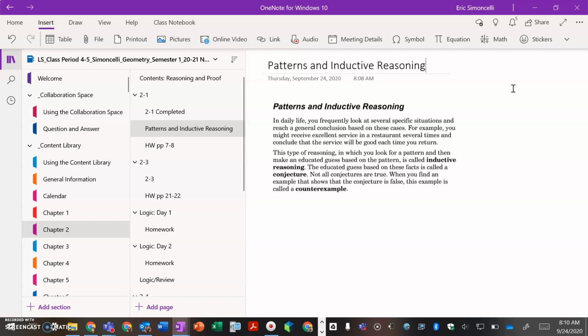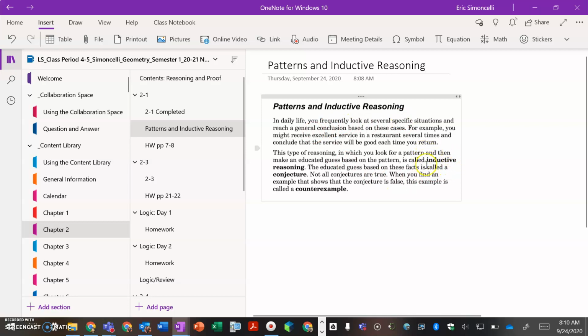However, there is also something called deductive reasoning, where instead of going from something specific to something general, you go in the other direction. So you start with a general idea and you narrow it down to something specific. Inductive reasoning is much harder because you go from specific to general.